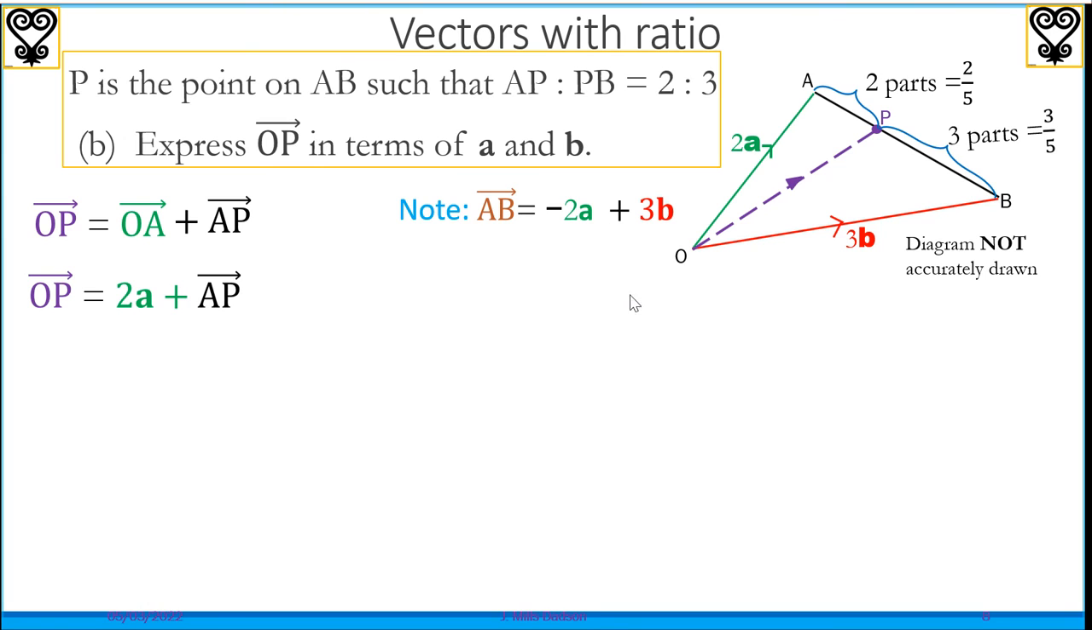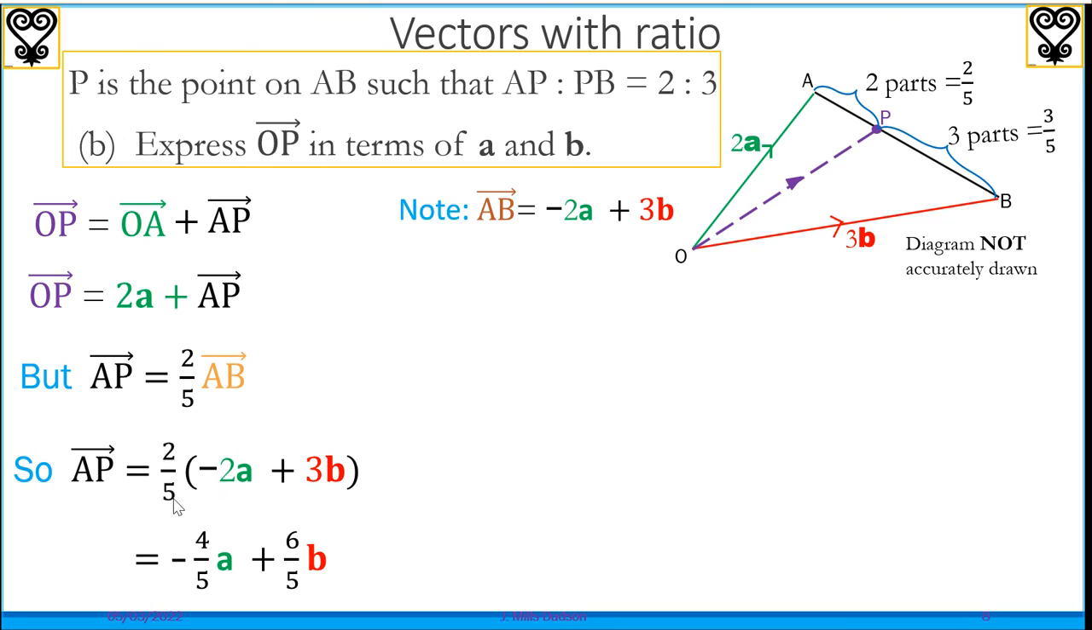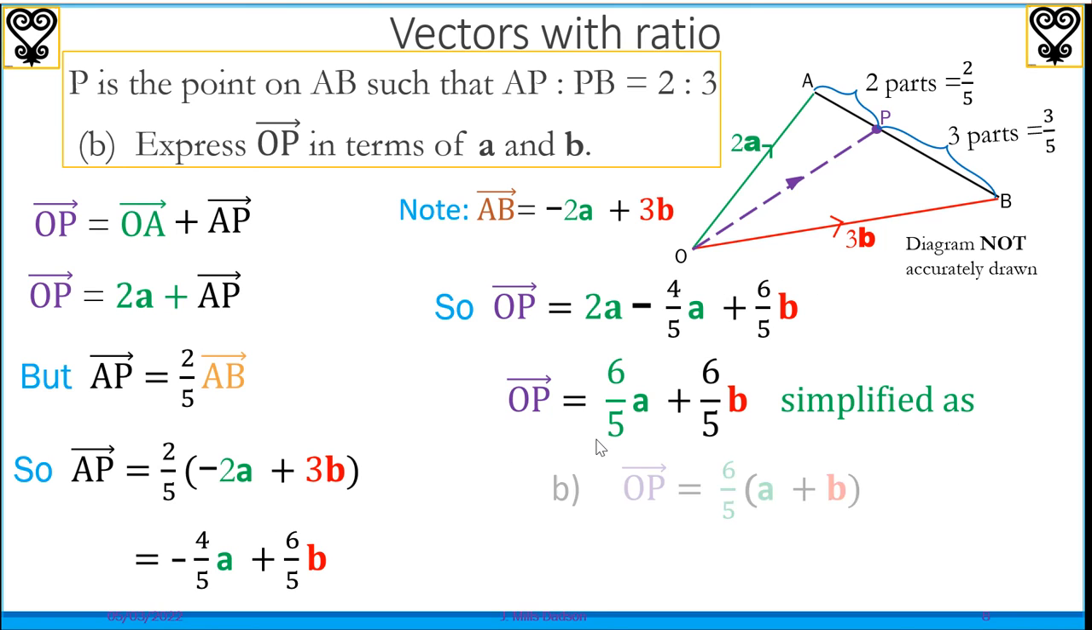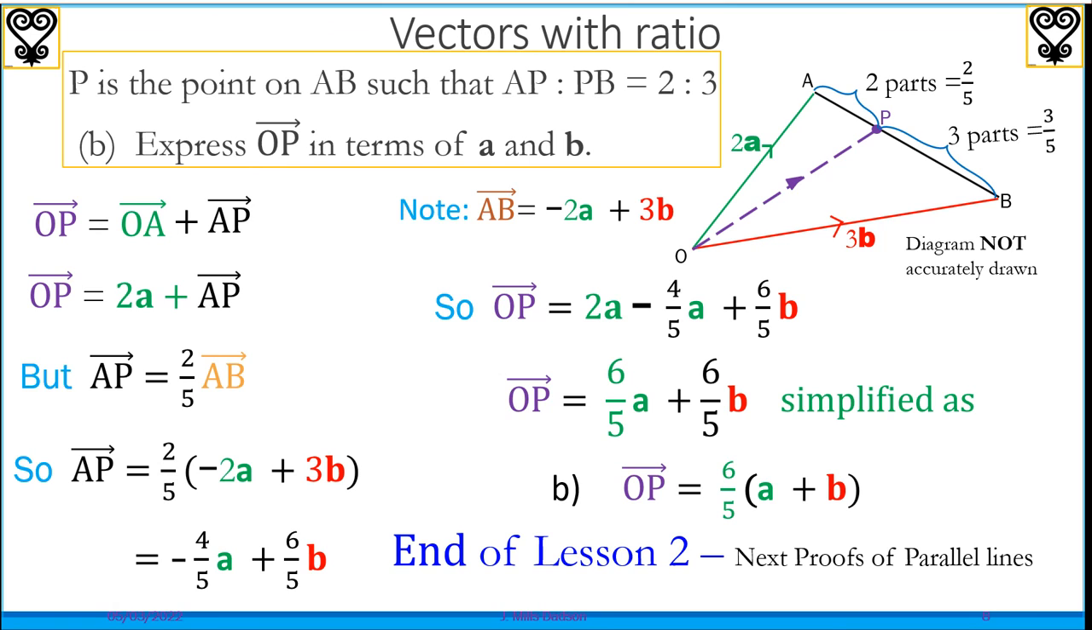OA is actually 2A. To work out AP, it is 2/5 of the line AB, which is given to us as negative 2A plus 3B. So let's work it out separately. 2/5 of AB, you're going to have 2/5 of the bracket negative 2A plus 3B. And if you expand the bracket, vector AP is negative 4 over 5A plus 6 over 5B. Replacing that, you have 2A, then plus all this for vector AP. Mind you, all this represents vector AP. Now we need to simplify. And that will give us 6 over 5 into bracket A plus B.